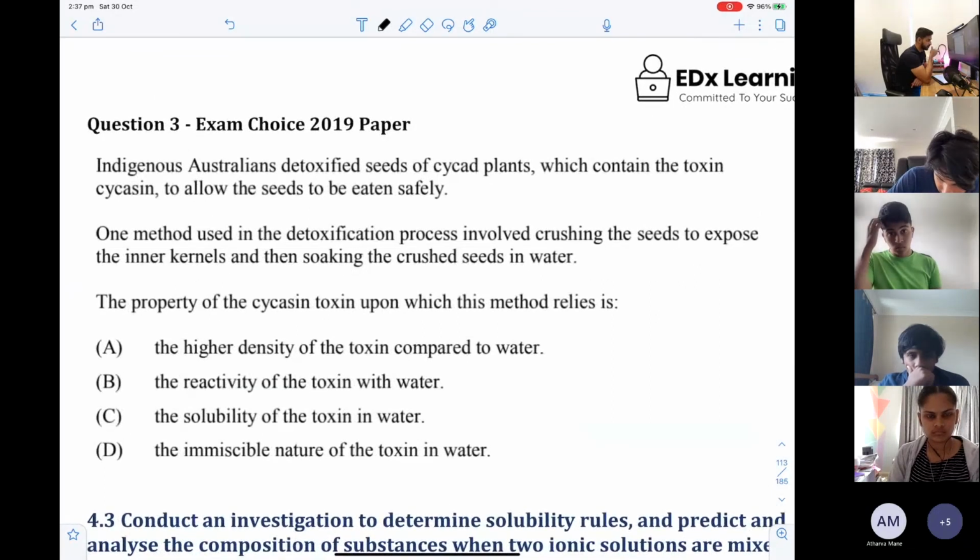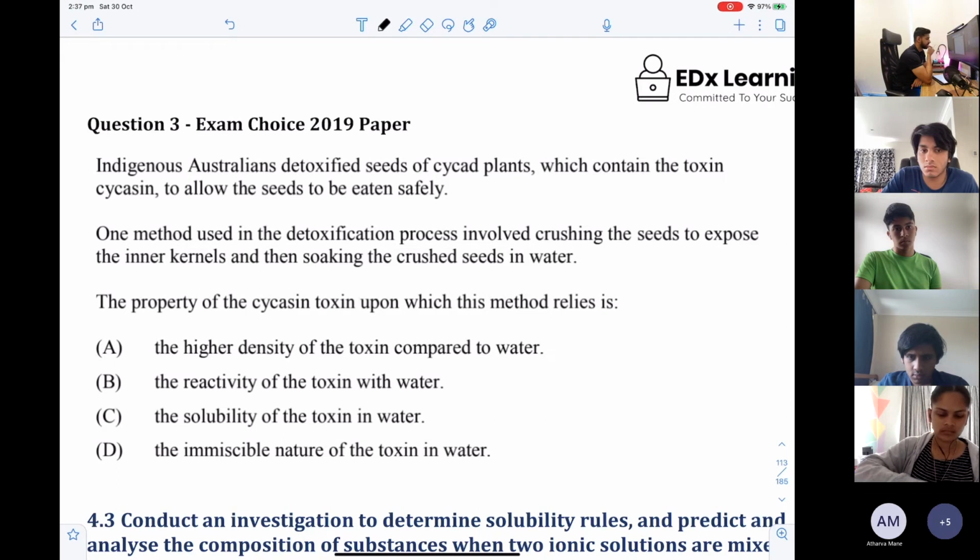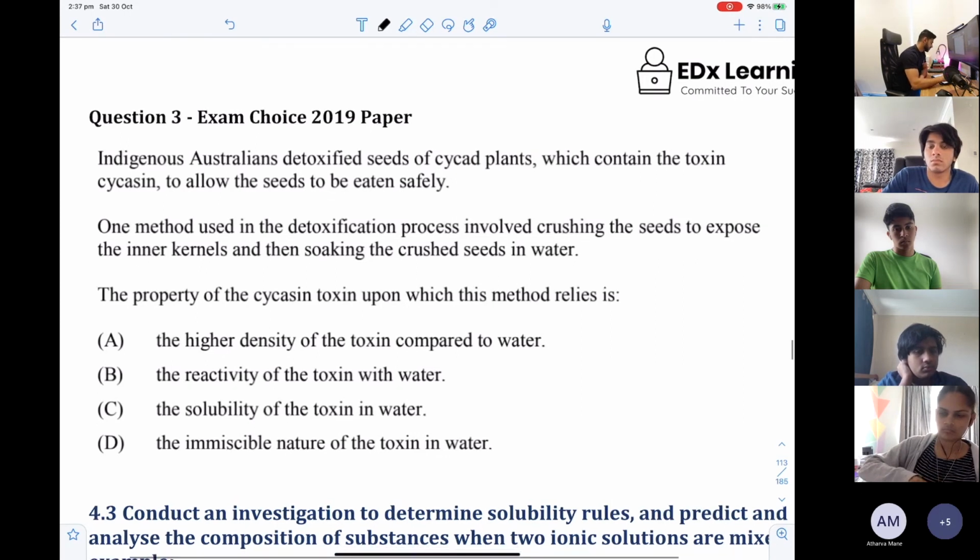So this is question 3 from 2019 exam choice. You'll have 20 seconds to answer this question. So raise your hand once you've got an answer. Good, right? Literally copy paste, sure. So what's the answer, Rabab? A, B, C, or D? C. Very good, yeah, that's it, right? I didn't mention anything about reactivity with water. It's all about solubility. Density is not too important, and it's not immiscible. Immiscible means insoluble. Very good.